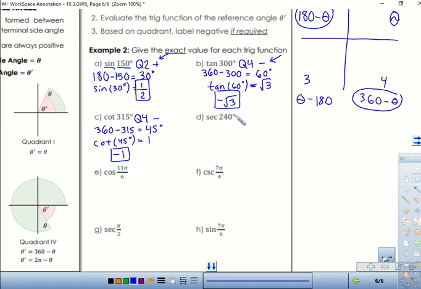So the next one is secant of 240. So first we determine what quadrant 240 is in. Q3, right? And secant follows the rules of cosine. So what is secant in the third quadrant, positive or negative? Good. We do our reference angle, which is 240 minus 180, which is what? 60. So we have to take secant of 60, which according to your chart is what? 2, but the answer is actually negative 2.